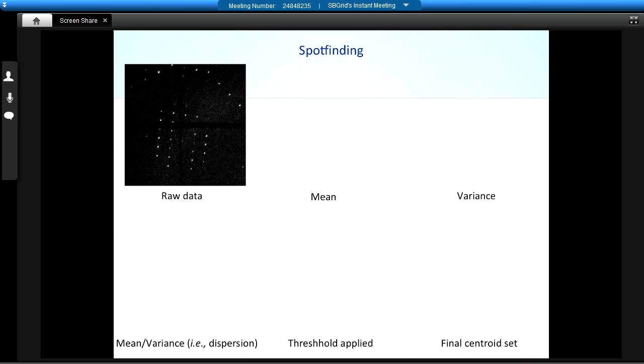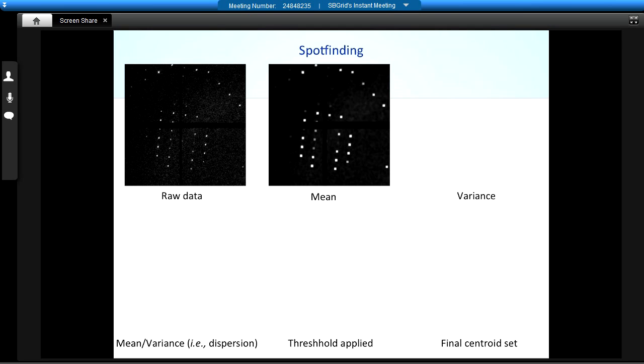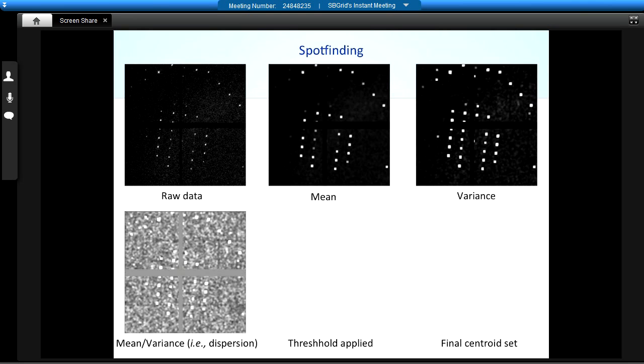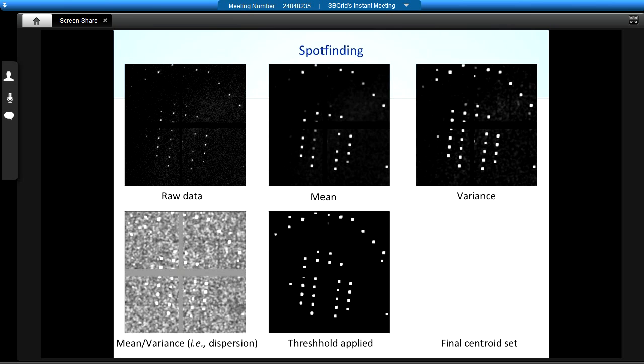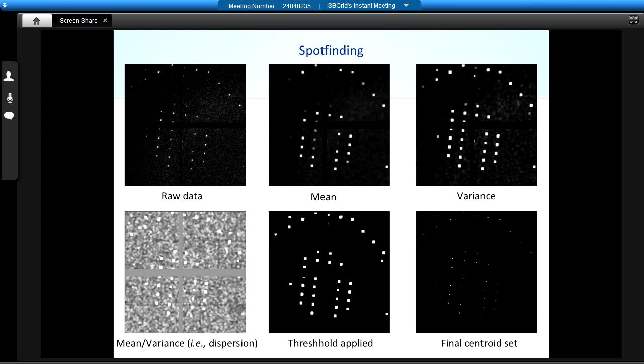So that's good. Now I'm going to say a little bit about the algorithms that are used, just to briefly touch upon them. For spot finding, it's a very simple idea. We start with the raw data here, then in tiny little windows, just a few pixels in size, we calculate the mean, the variance, and the mean over the variance, which we call the dispersion. Then we take this dispersion map and threshold it to find spots that we're going to use, and then take the centroids from that. And there are variable parameters in this.